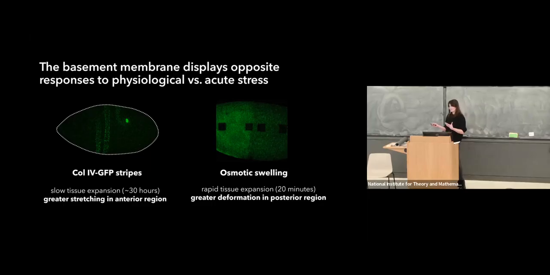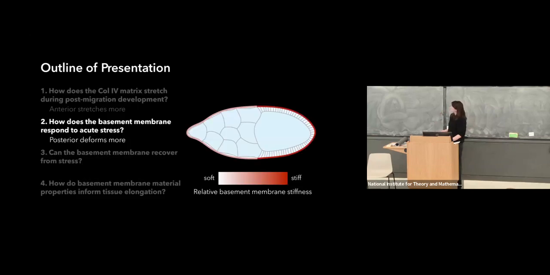So what I'm thinking about right now is that maybe on a developmental timescale, that stiff basement membrane is really good at constraining tissue growth. But when you plop it in this osmotic swelling assay condition, it's like, we can no longer resist expansion. We're almost like brittle, despite being stiff. So this is obviously very different results from these two different assays.